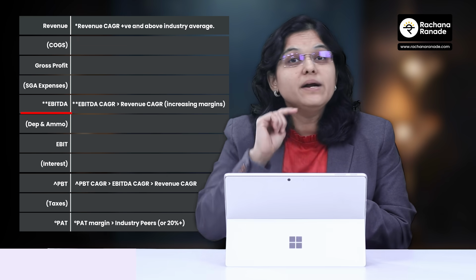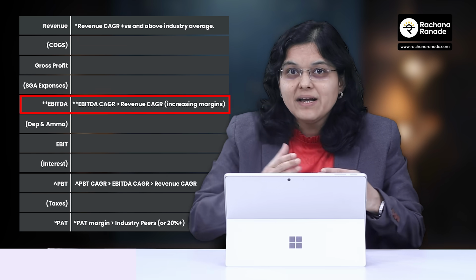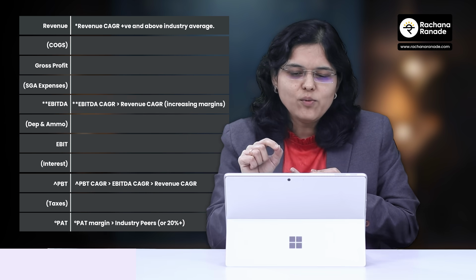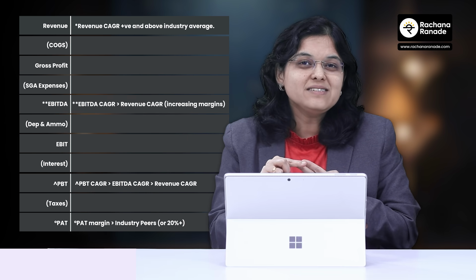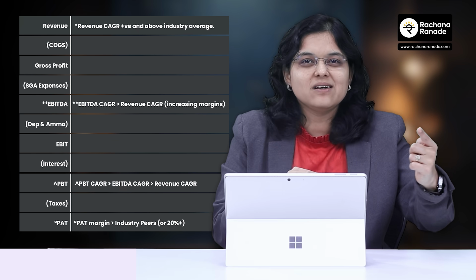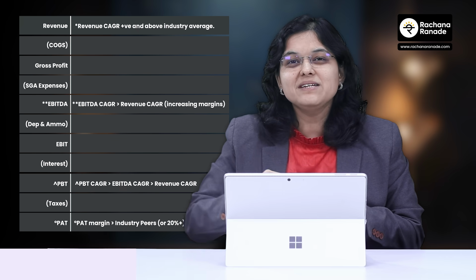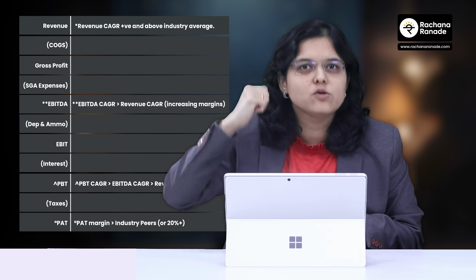Correct. Then do I check EBITDA growth or EBITDA CAGR? Absolutely yes. Now, one more important point is that if EBITDA CAGR is higher than revenue CAGR, I'm happier, because it means that there is a chance that their margins are also improving.